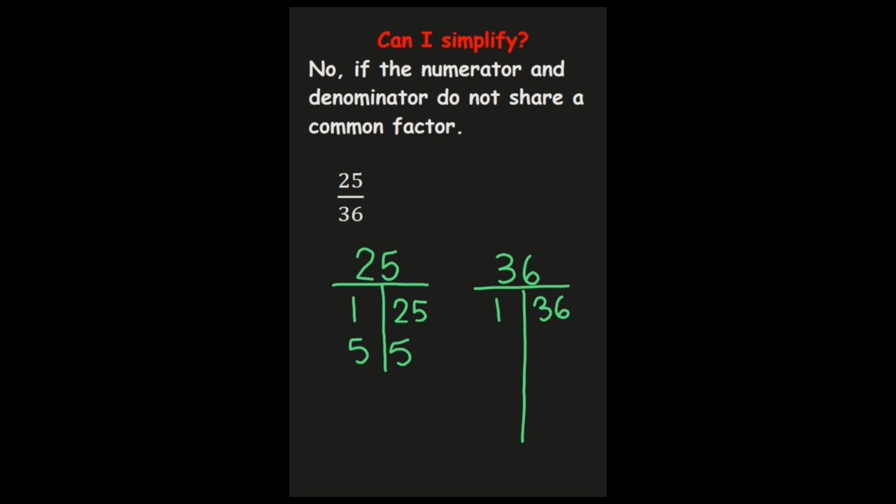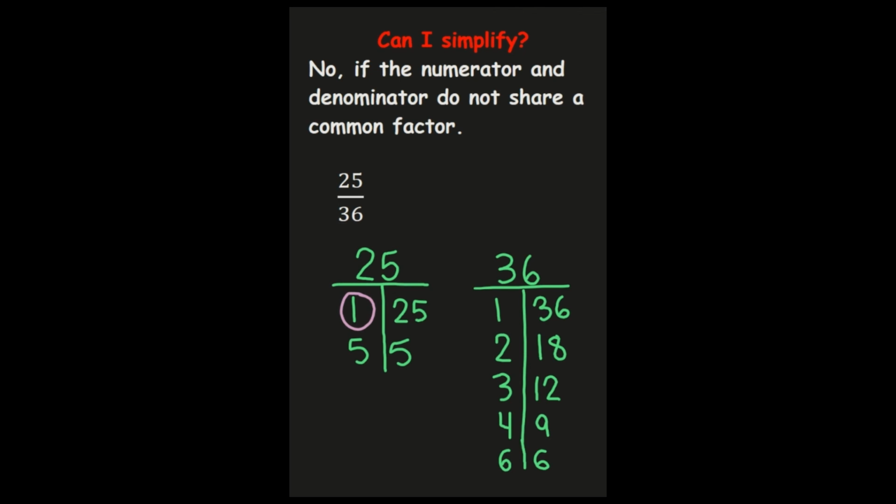2 times 18 is 36. I have 3 times 12 is 36. 4 times 9 is 36. And 6 times 6 is 36. So I have factors of 1, 2, 3, 4, 6, 9, 12, 18, and 36 when I'm done factoring. And if I look at both of those lists, the only factor that these two numbers share is 1.